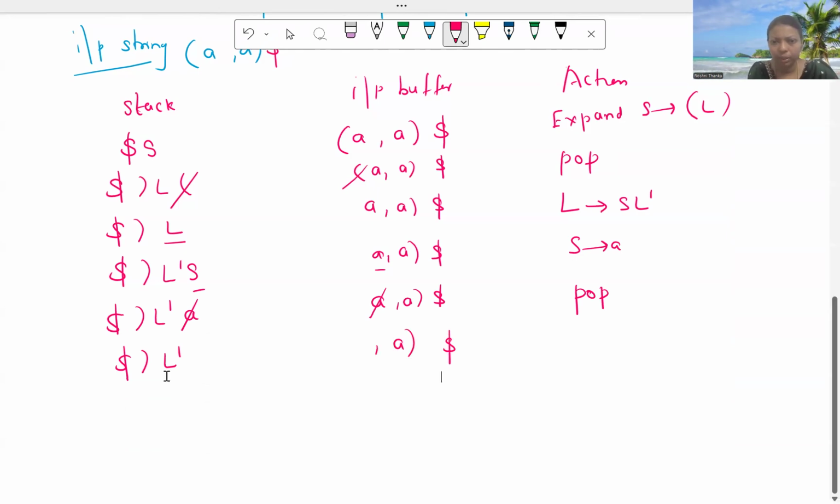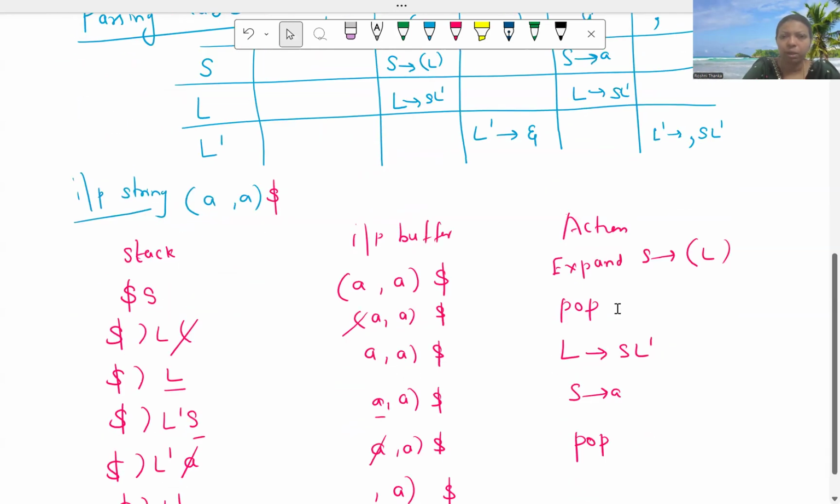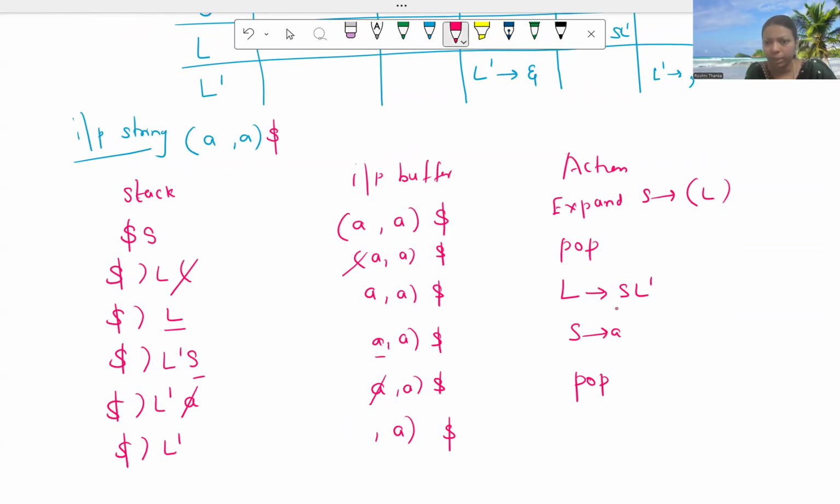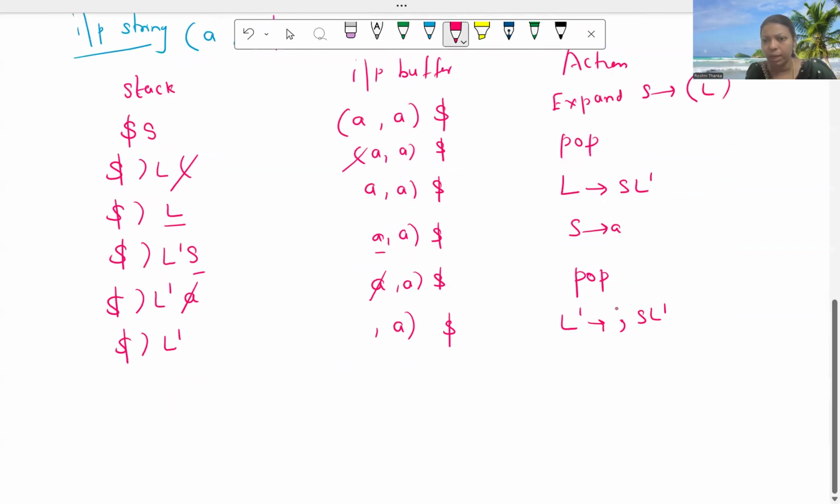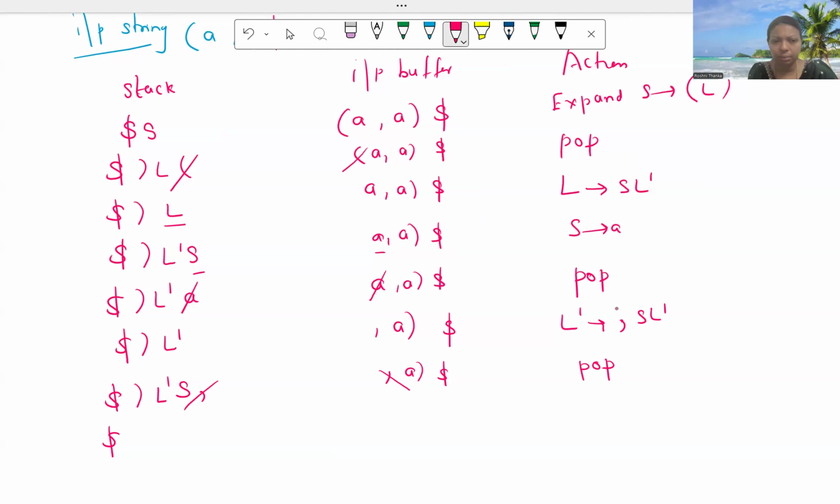So now if you see top of the stack is L dash, here you have comma. So L dash on comma we have the production L dash should be expanded with comma S L dash. So now I'm going to replace this L dash. So dollar close parenthesis L dash S comma. And here also the rest of the things are already available. So now here is also comma, here is also comma. So you have to pop both because it is matching. So what is there in the rest? Close parenthesis L dash S, and here we have A close parenthesis dollar.